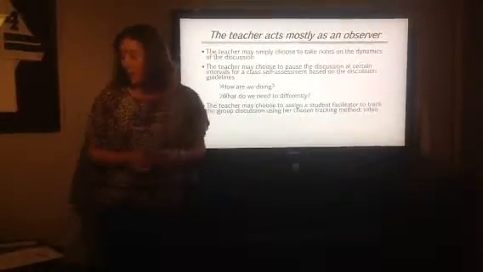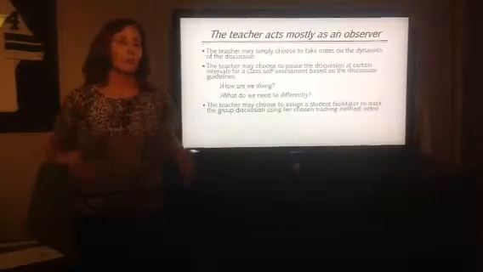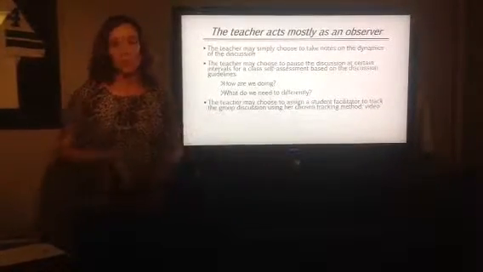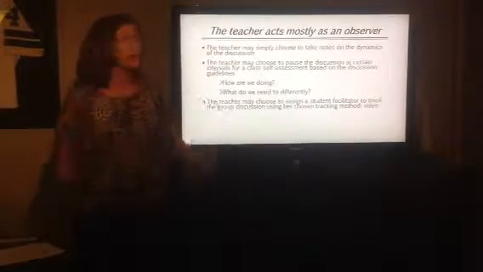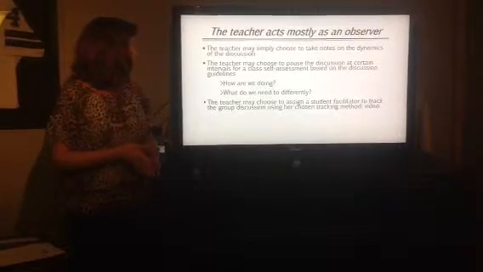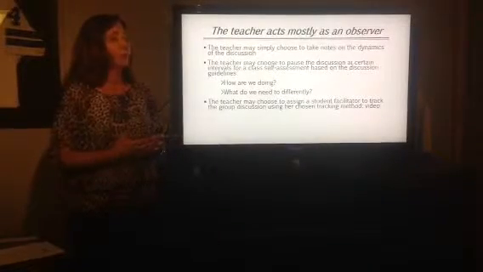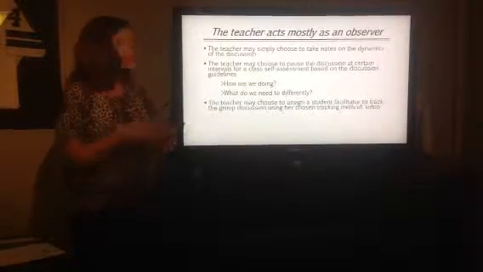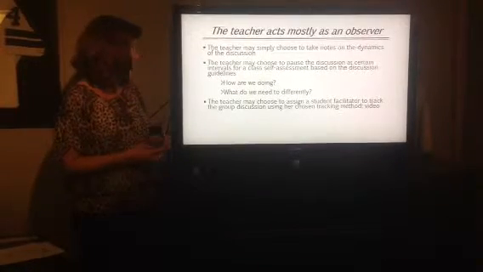The teacher acts mostly as an observer. So let's just imagine ourselves at the Harkness discussion table. We're at a large oval table. We've got all of our students sitting around the table. The teacher will be sitting at the table as well. So what are we doing? If we're just acting as an observer, we're not just sitting there. What we're doing is possibly taking notes on the dynamics of the discussion.